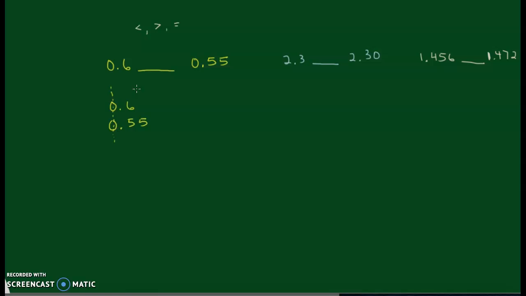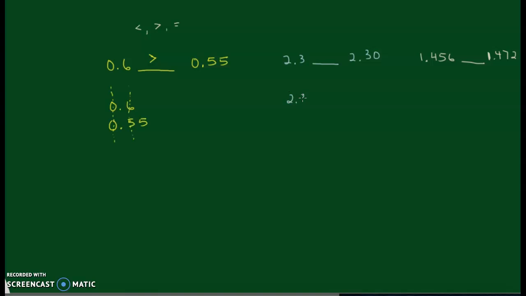We both have zeros. So now we're going to move out here to the tenths place, and we're going to compare that tenths place. 6 tenths is bigger than 5 tenths. So even though 55 hundredths has more digits than 6 tenths, 6 tenths is still bigger because 6 tenths is bigger than 5 tenths. So 6 tenths is greater than 55 hundredths. Okay, let's move on to the next one.